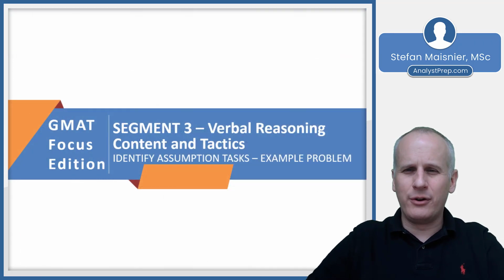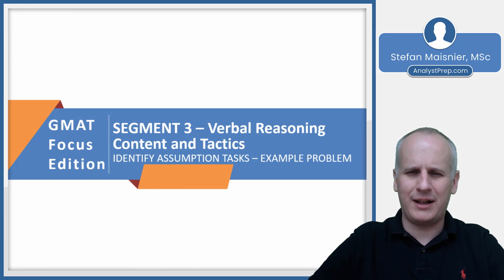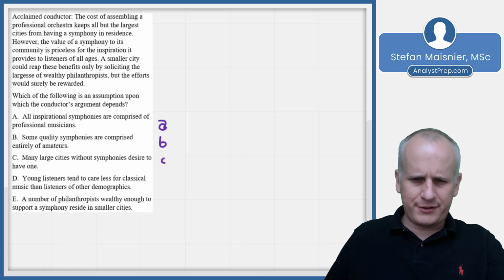So let's head on over to our whiteboard to see how you'll execute a sample assumption task problem using your scratch work on the GMAT Focus Edition verbal reasoning section. As we set up our scratch work here, A through E, you probably are already noticing the key term here of assumption that indicates an assumption task.